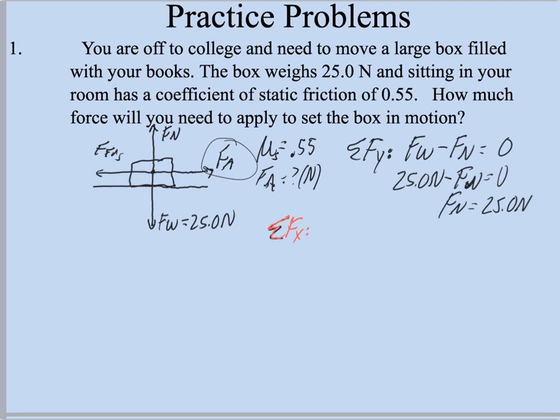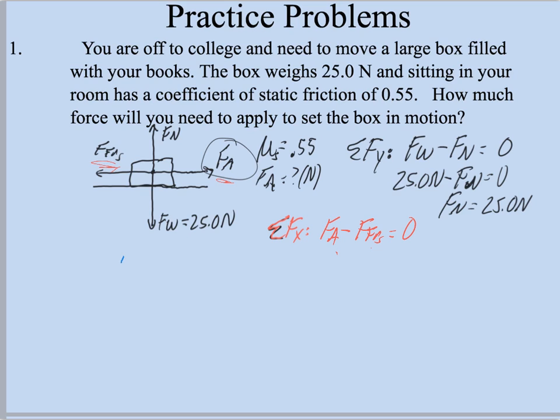Sum the forces along the x-axis. Let's see, we have FA and we have friction static, pointing the opposite direction. We know that they will equal 0. So what are we going to plug in for FA? What are we going to plug in for FRS? We don't know either one. Is there a way that we could find one of the two, and that would allow us to find the one left over? Well, let's think about this.